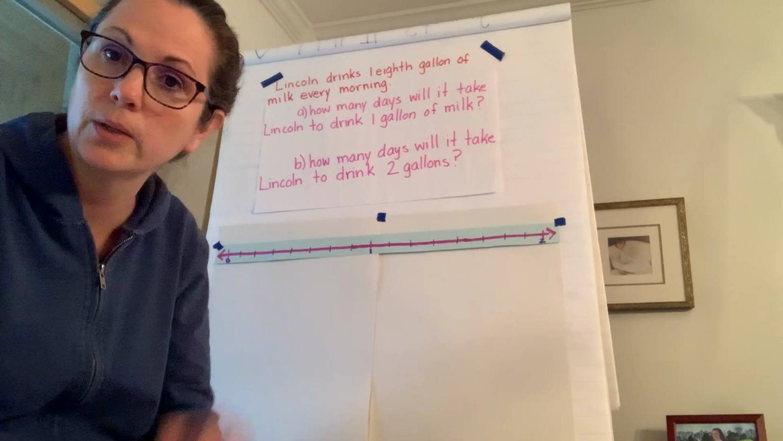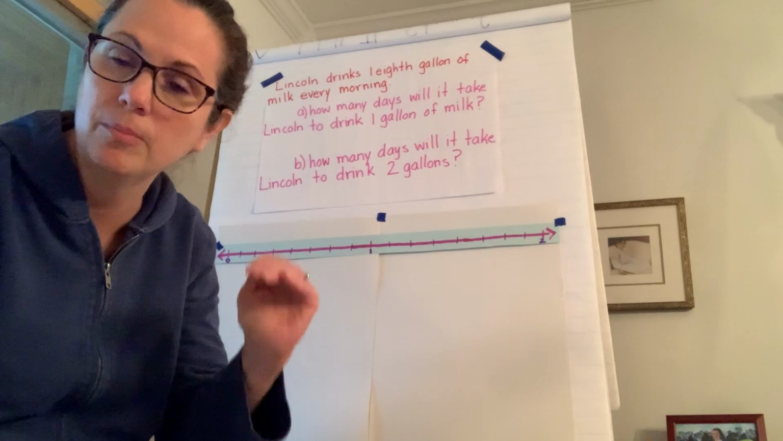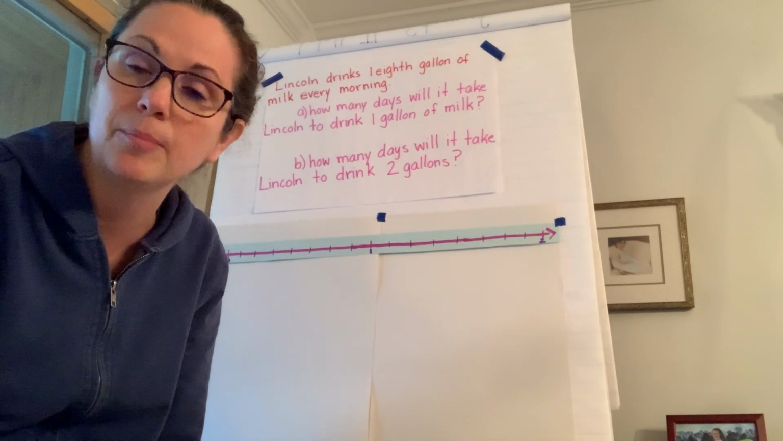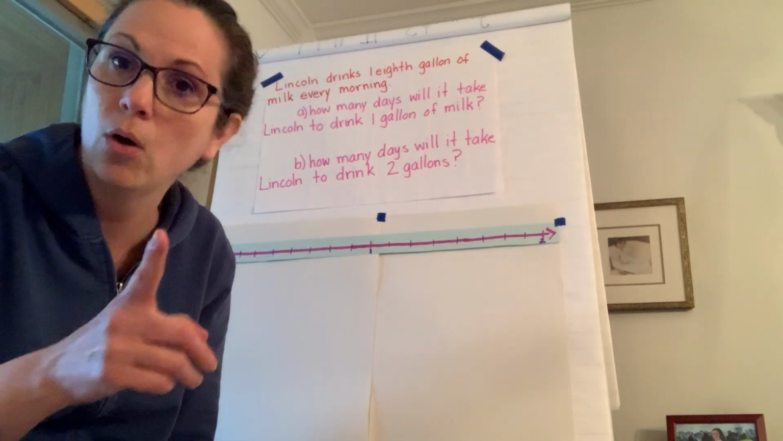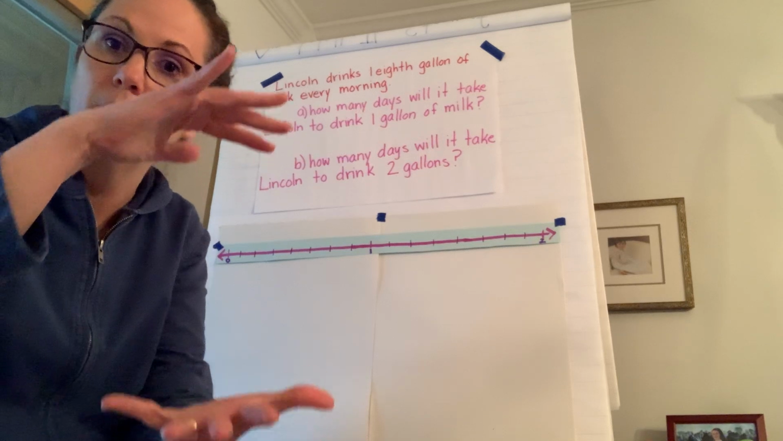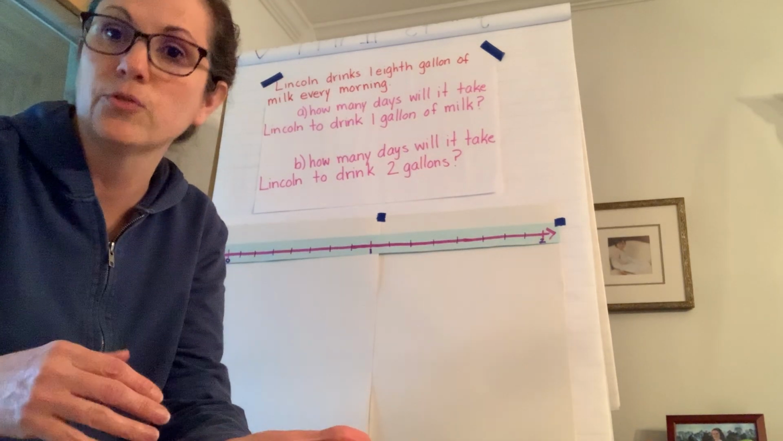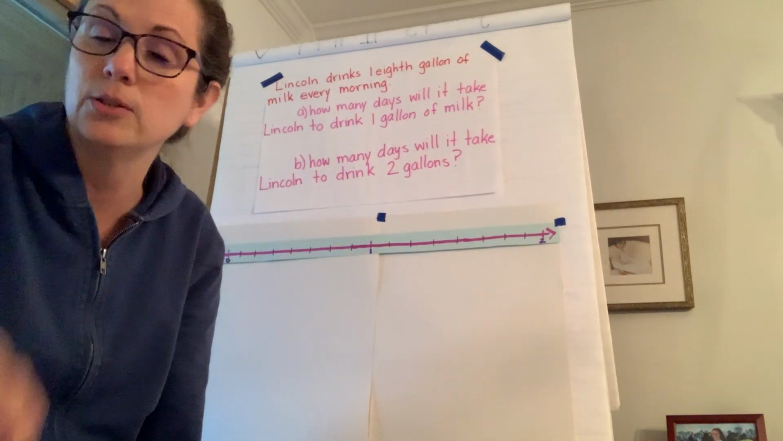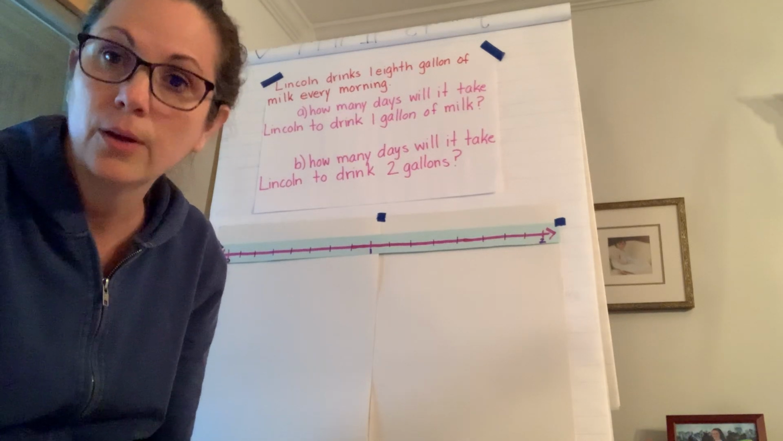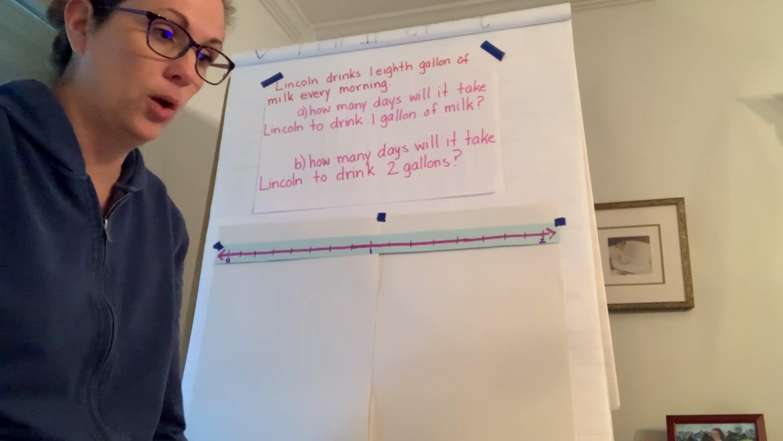8/8, right? Because whenever the top number and the bottom number of the fraction are the same number, that is equal to 1 whole. So picture a whole gallon of milk partitioned into 8 different parts or poured equally into 8 different cups, right? He would be drinking 1/8 a day.